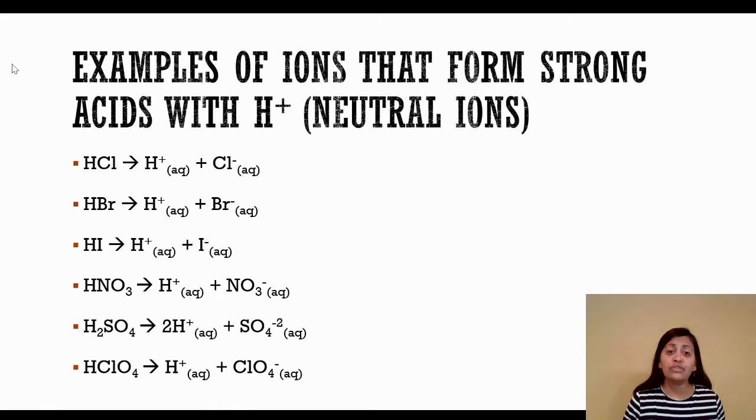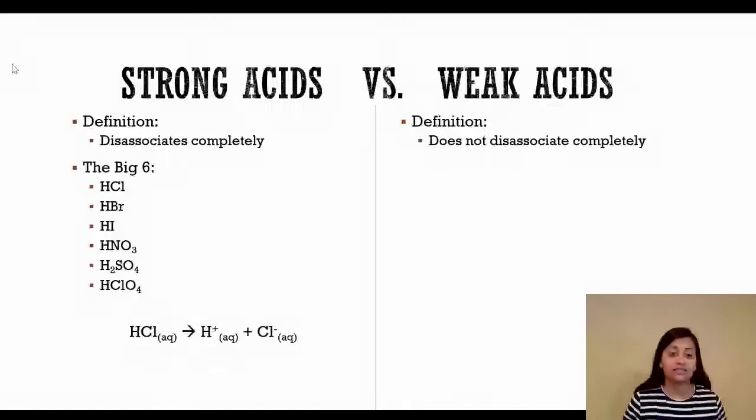If we look at the other ones, this is how they break up. Notice that this is an arrow that goes straight into the products. We want to make sure that you see that they do not go back towards the reactants. If we think about our weak acids, on the other hand, they do not dissociate completely. So you're going to have some reactants and some products.